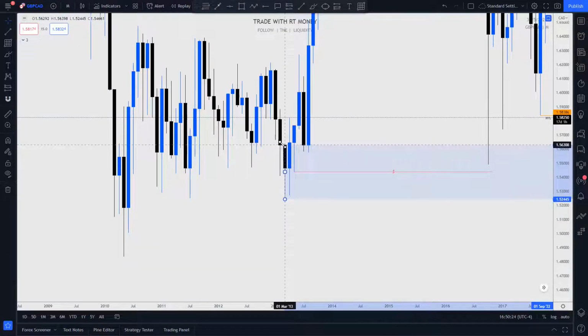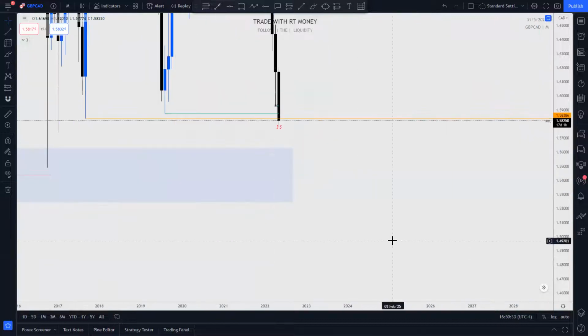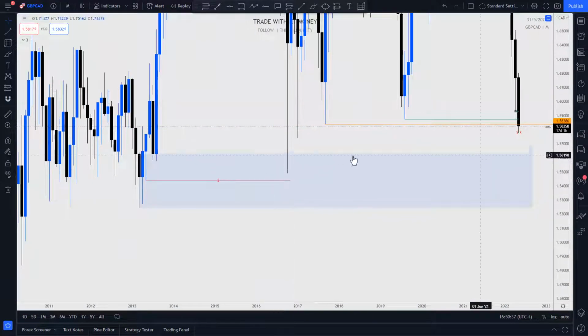But this is where price originally launched off. We come into the zone to mitigate, and I'm looking for price to come back down here. And when price comes down here, I'm thinking it's going to take that low and head towards these relative equal lows here.